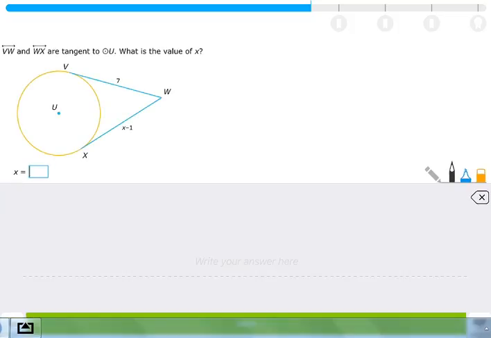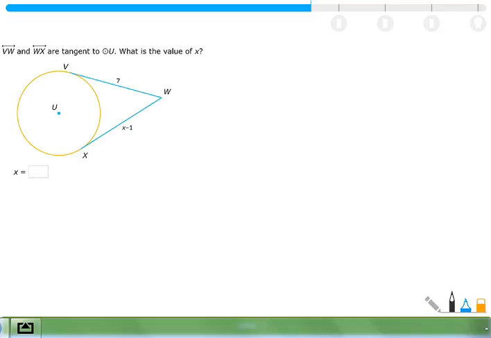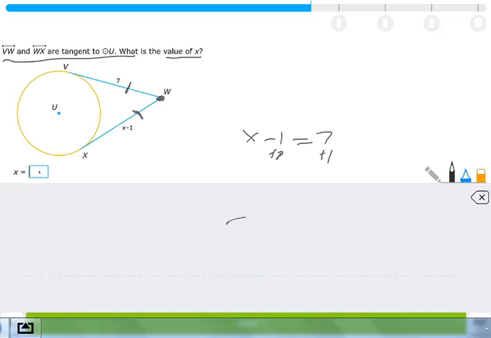Oh, so here we go. So here's the other type of problem I was looking for. So this one, it's saying both are tangent. And if they're both tangent to the circle and they both go through this point, what we know is that these two must be congruent. So we know x minus 1 must be equal to 7. It's asking what is the value of x. So we're going to add 1, add 1, and we get x equals 8.